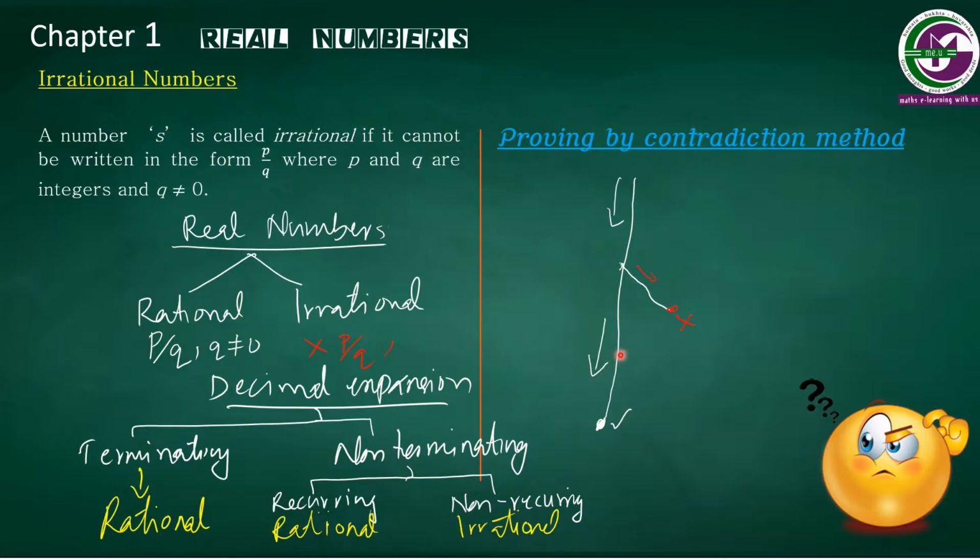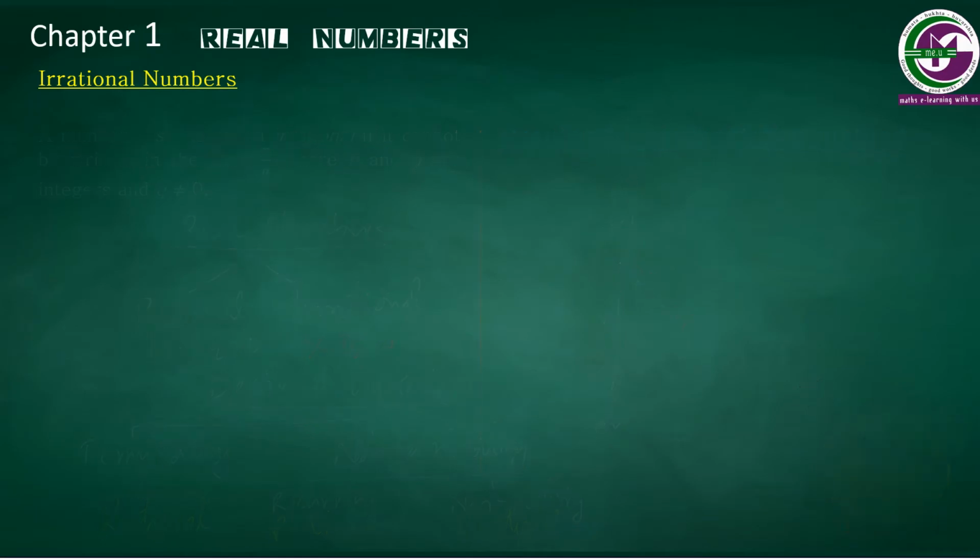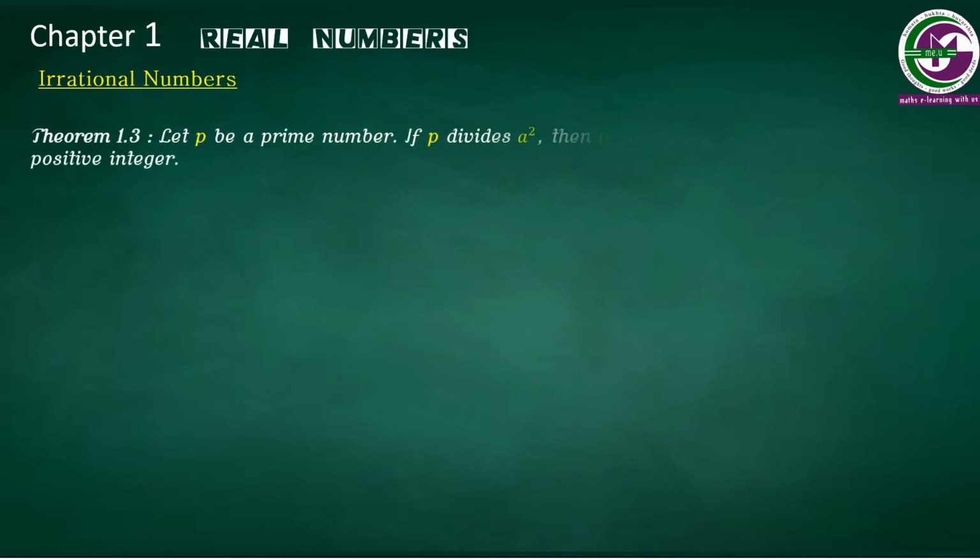Okay, now we'll move on to the question. Before moving to prove root 2 is irrational, we need to check a very important theorem. The theorem says, let P be a prime number. If P divides A square, then P divides A, where A is a positive integer. Here, most of the students get confused with the phrase P divides A square. What does it mean?